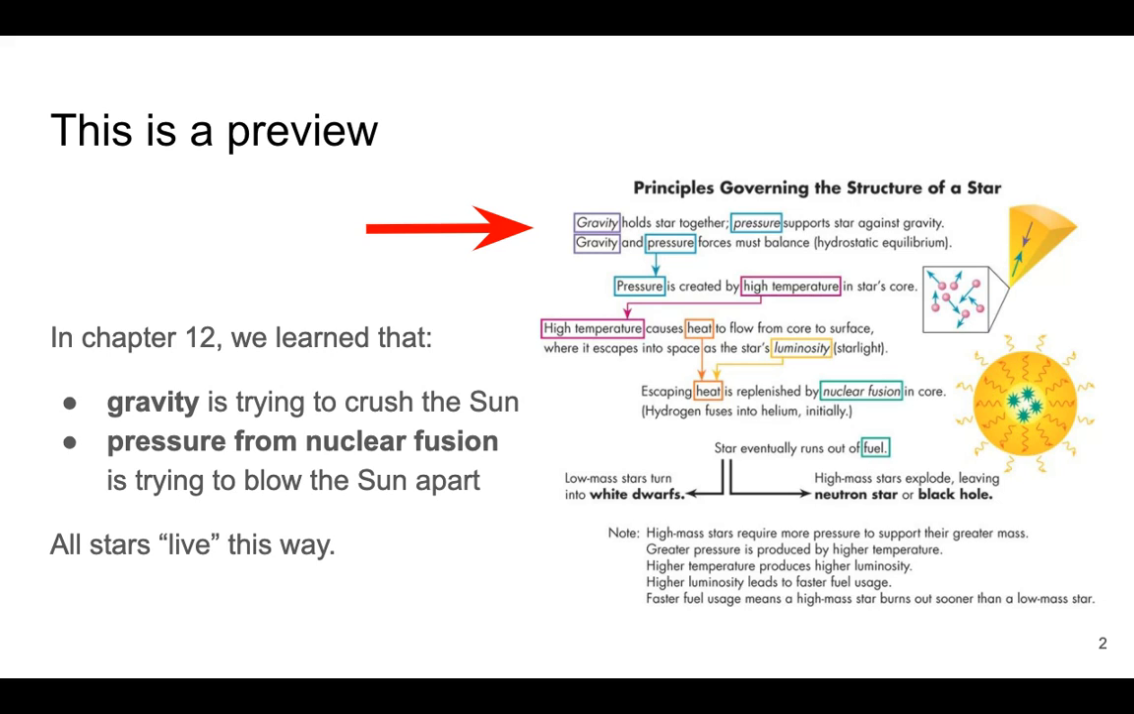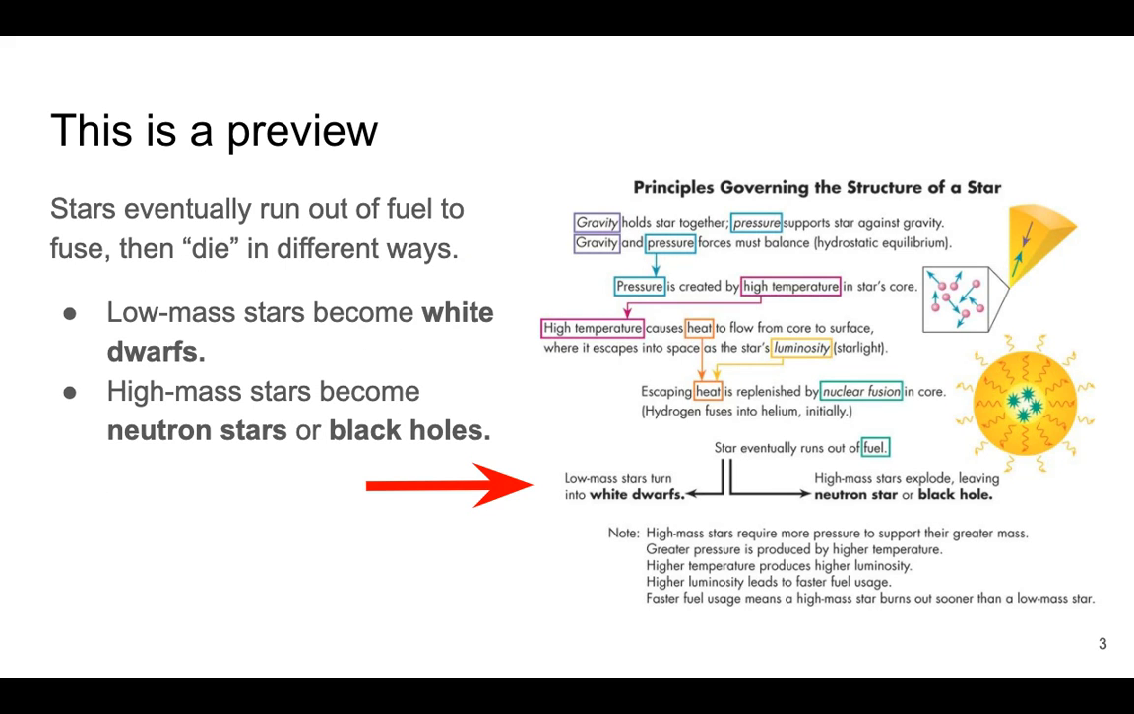their corpses will end up being white dwarfs. And the higher mass stars, so stars that have masses more than 8 times the mass of the sun when they're alive, will end up either as a neutron star or a black hole. So we're going to see why black holes happen in this chapter. Gravity is trying to crush it, pressure from nuclear fusion is trying to blow it apart. This is what the star is doing while it is alive. Eventually they'll die, and low mass stars will become white dwarfs, and high mass stars will become either neutron stars or black holes.